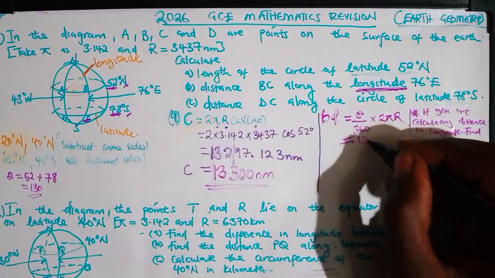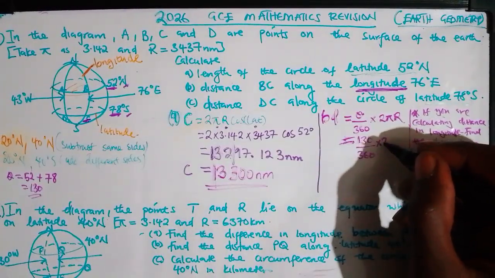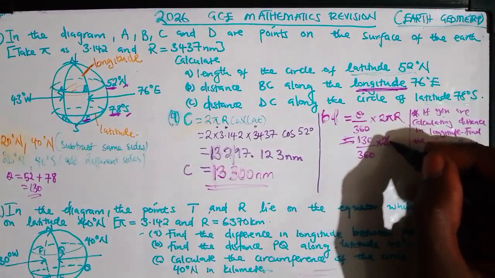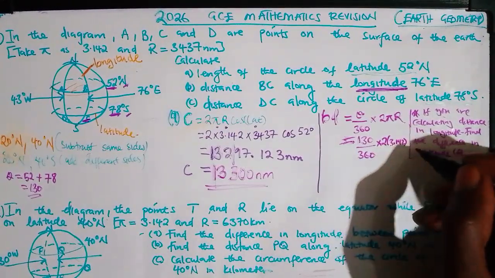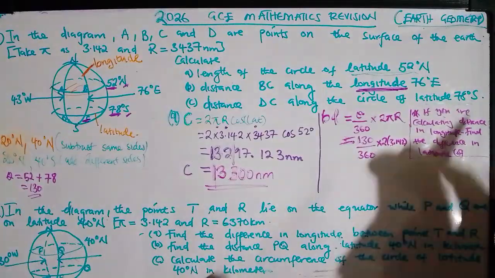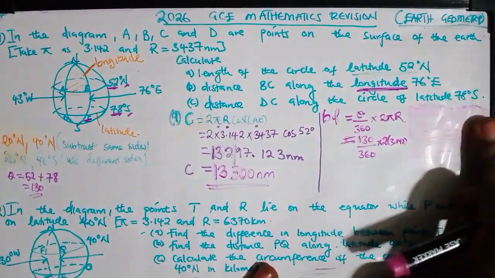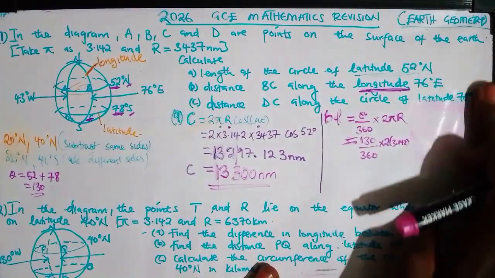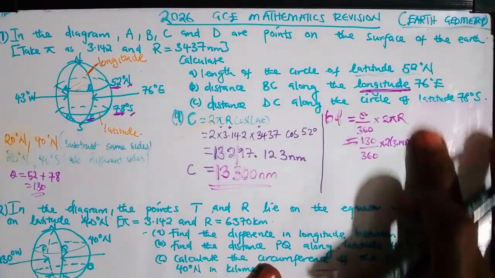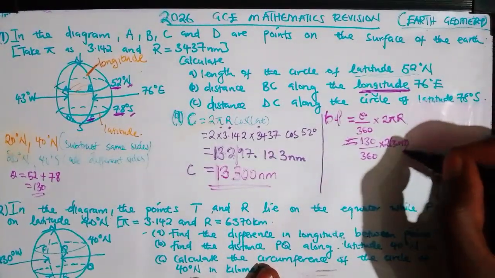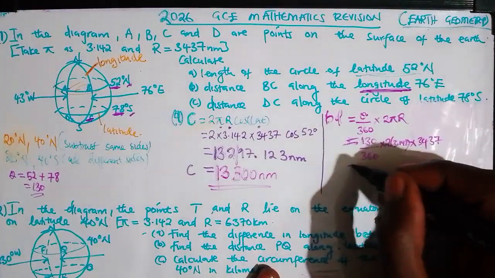So you say 130 over 360 times 2 pi r. What is our pi? 3.142. What is our r? So let me label. I hope you have gotten the point. If you are calculating the distance in longitude, find the difference in latitude. So times 3437. No cos.